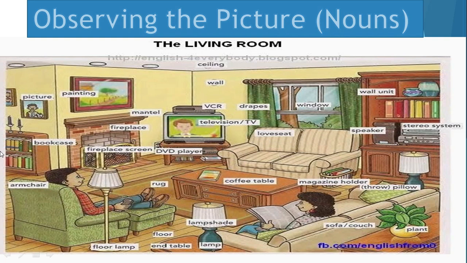Like here in the picture you can see there is a picture, there is a bookcase, armchair, painting, mantle, fireplace screen, then DVD player, television, TV, VCR, wall, ceiling, drapes, window, love seat, wall unit, speaker, stereo system, then magazine holder, pillow, sofa, couch, lampshade, lamp, floor, end table, floor table, and coffee mat, and rug. Now see, I have observed all the things.